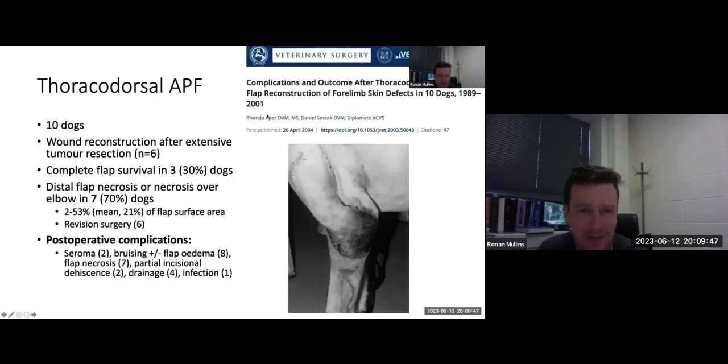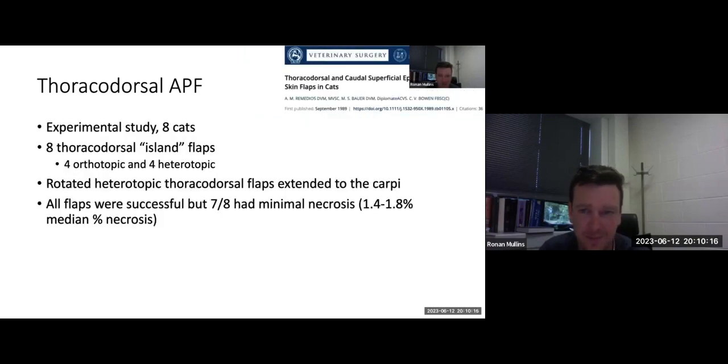So this was that APR study, 10 dogs, most commonly used for after tumor resection, complete flap survival in 30% of the dogs. They did have about a mean of 1/5 of the flap to necrose in up to 70% of the dogs, or 70% of the flaps. And then they had some of these common flap-related complications like seroma, bruising, edema, necrosis. So these are common across a lot of studies with axial pattern flaps.